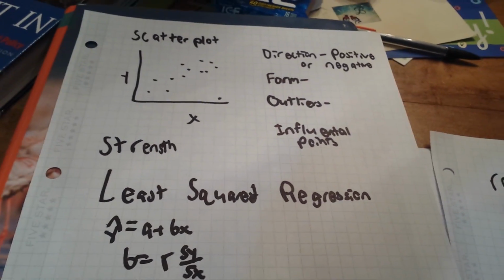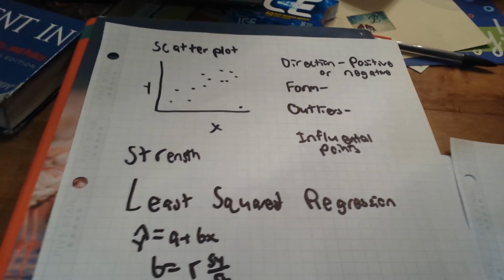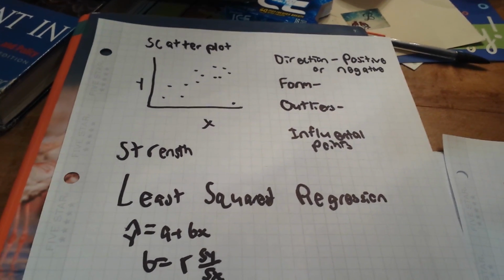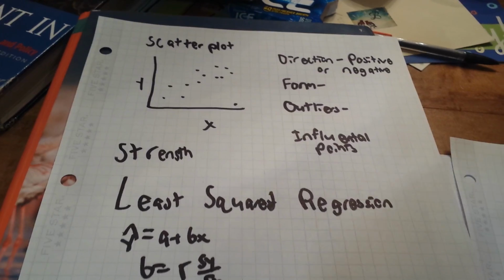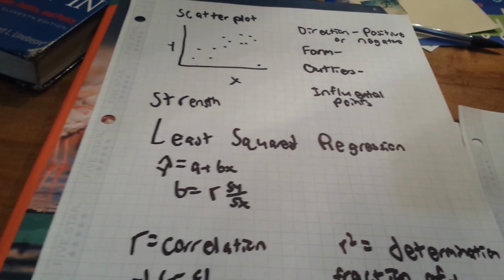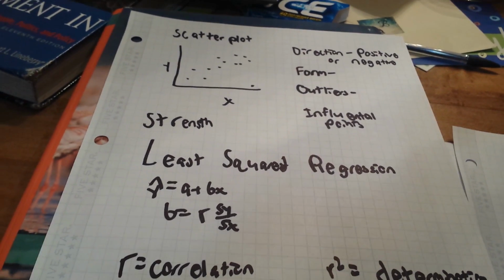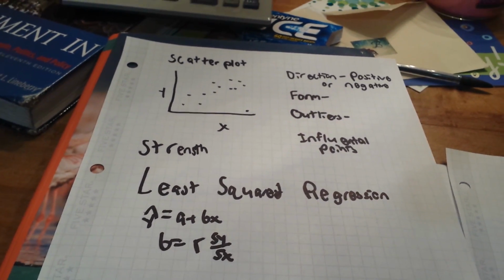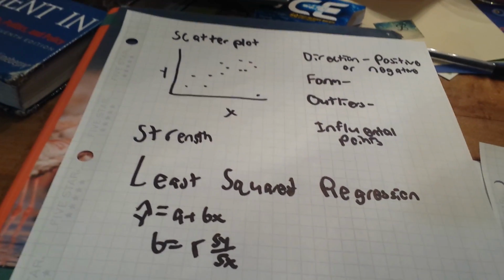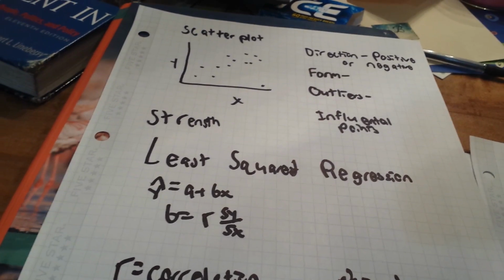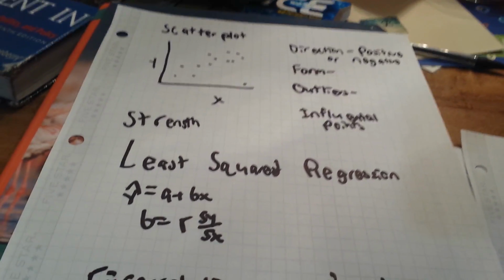The least squares regression line is the line that is used to summarize the scatter plot that minimizes the squared value of residuals. I will explain what residuals are in a moment. The equation for this least squares regression is y hat equals a plus bx. Y hat just means it's the predicted y value, with a being the y-intercept and b being the slope. b is also equal to the correlation times the standard deviation of y divided by the standard deviation of x.